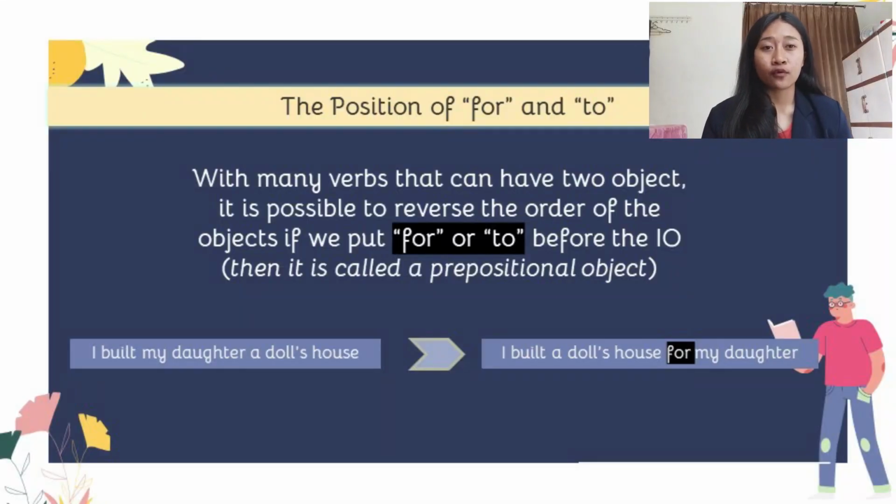It is about the position of for and to. With many verbs that can be followed by two objects, it is possible for us to reverse the position of the objects if we put for and to before the indirect object. And then it is called a prepositional object. For example, we can compare the first example and the second example. As you can see on the slide, the first example is: I built my daughter a doll's house. We can compare it with: I built a doll's house for my daughter. So here is the position if we use for and to in this sentence.